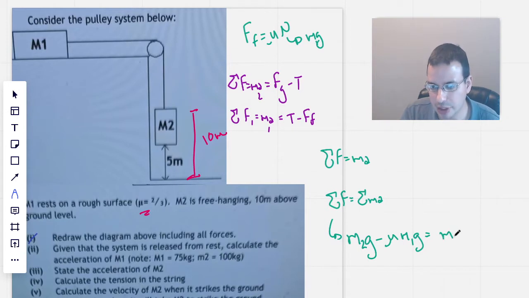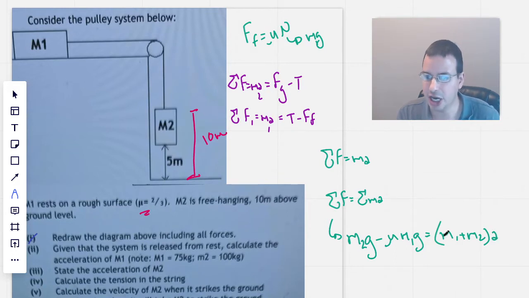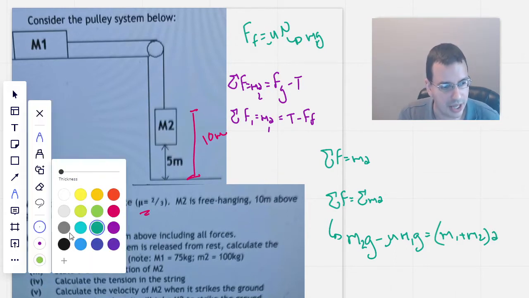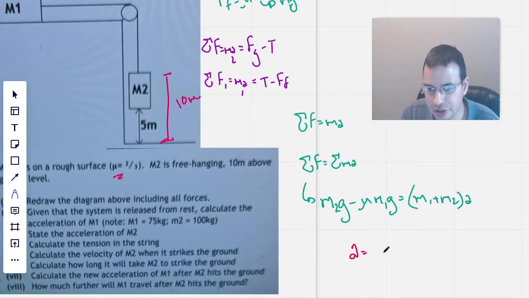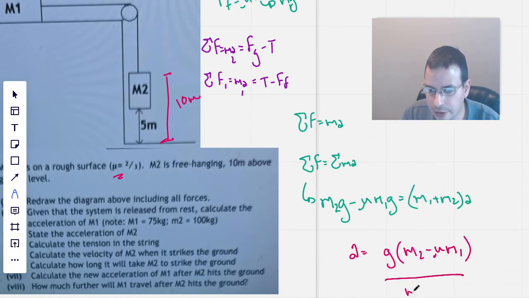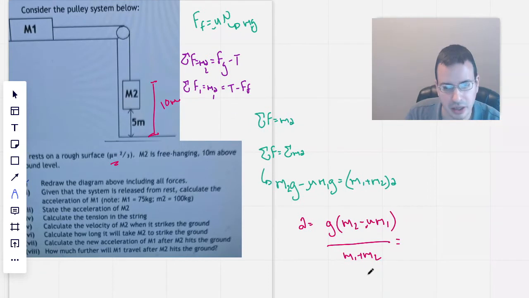The masses are going to be mass 1 and mass 2, and they will move together. And this will produce an acceleration that's common to both of them. Okay, so now, in red, we're going to solve this for acceleration. So acceleration equals, I'm going to factor out the gravity, gravity times mass 2 minus mu, which we know is 2/3, mass 1, all over mass 1 plus mass 2. And this is going to give us 9.8.